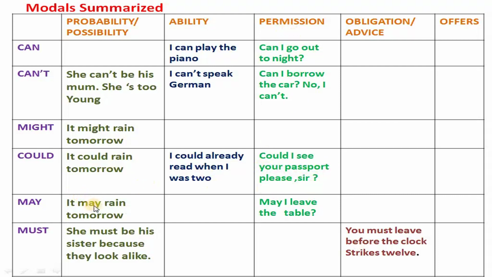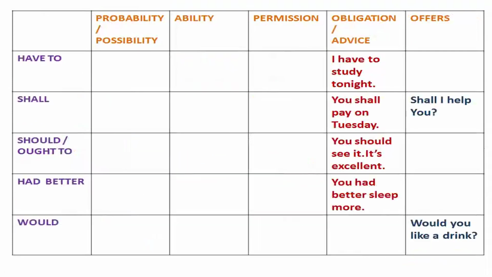May. Probability or possibility: it may rain tomorrow. Same thing. And permission: May I leave the table? That is permission. Must. It is probability or possibility: she must be his sister because they look alike. Obligation or advice: you must leave before the clock strikes 12. Have to. No probability there, but here only obligation or advice.